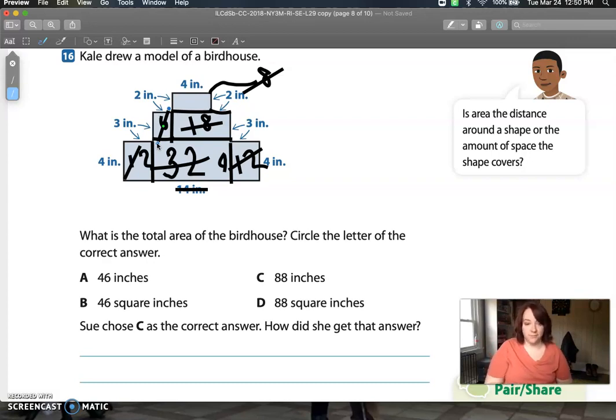Now it says on here, Sue chose C as her answer. How did she get that answer? She added them all up, right? Yes, but what did she forget to do? When you multiply, you always add the square inches, okay?